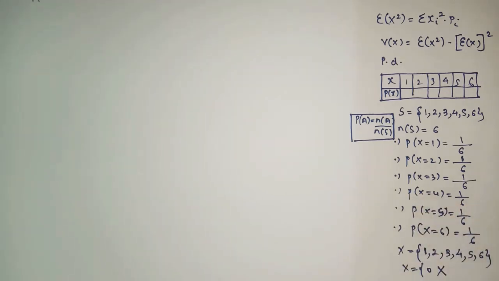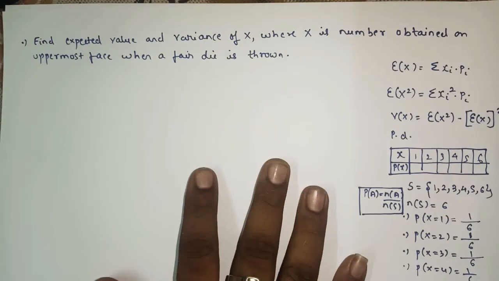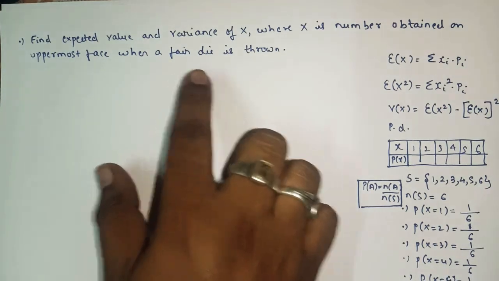Okay, now in the next sum we'll see when 2 dice are thrown, what will be the range? It depends on what the question says, as here we have to find the expected value and the variance for x.